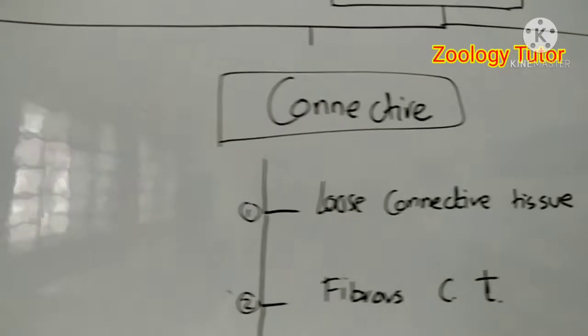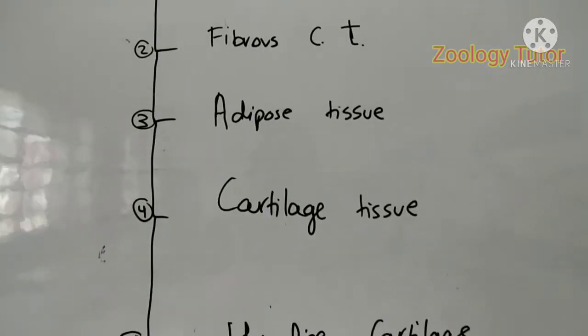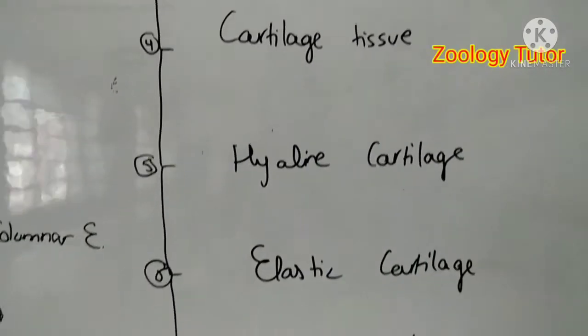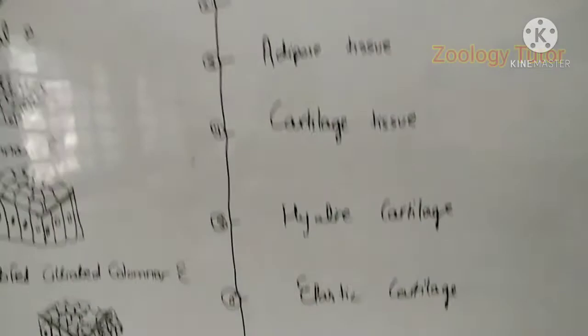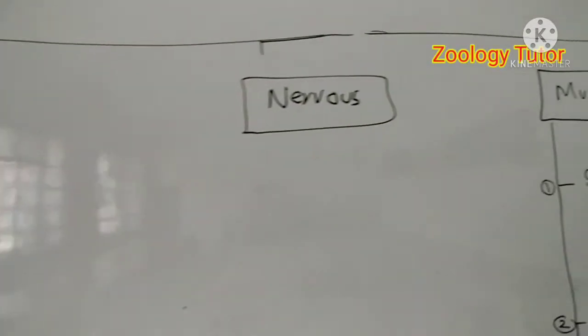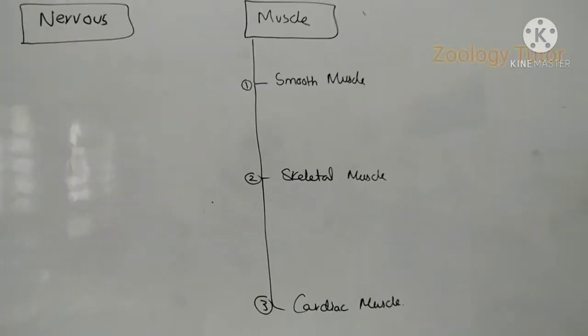Then we have connective tissues: loose connective tissue, fibrous connective tissue, adipose tissue, cartilage tissue (hyaline, elastic, and fibrocartilage), bone tissue, and blood. Then we have nervous tissue, and at last we have muscles, and three kinds of muscles: smooth muscles, skeletal, and cardiac muscles.